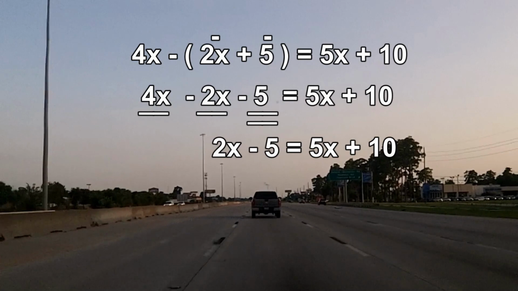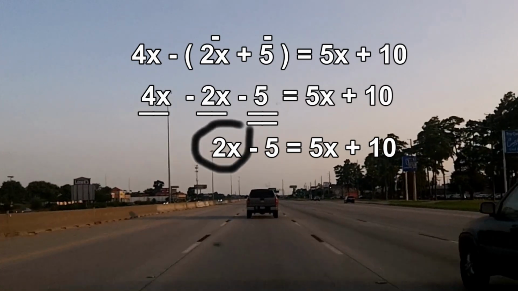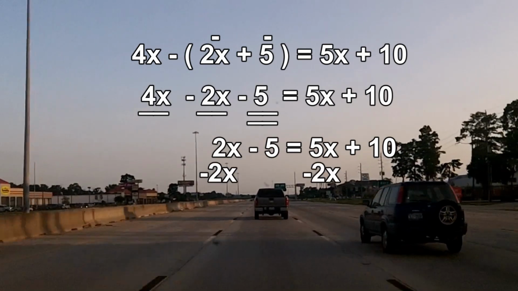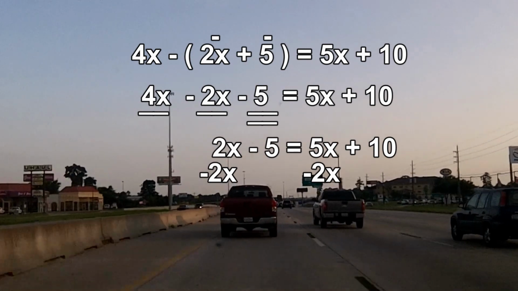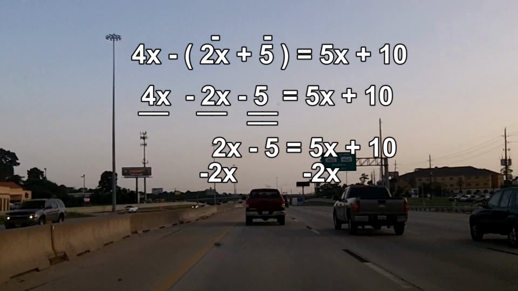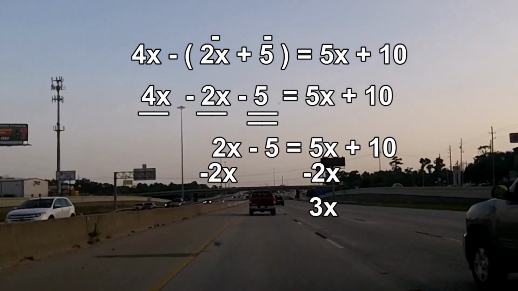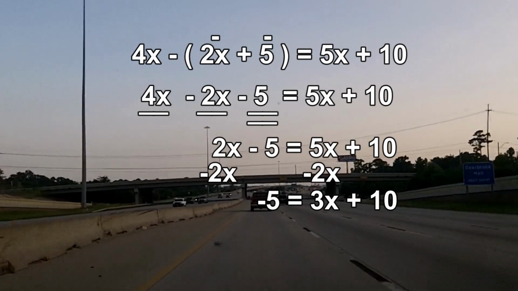Now, the next step is to move the smallest quantity of your x variable, which would be the 2x. To move the quantity of a positive 2x, we'll put negative 2x under the 2x and the 5x. The negative 2x's on the left will cancel out, and 5x minus 2x on the right would be 3x. Now our equation would be negative 5 equal 3x plus 10.